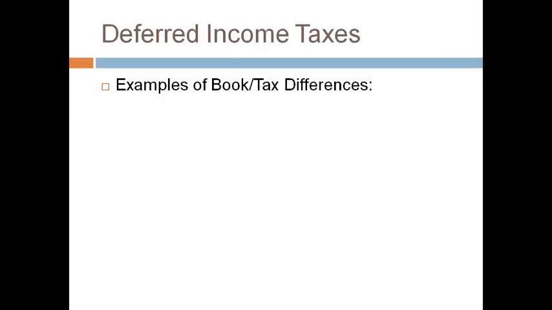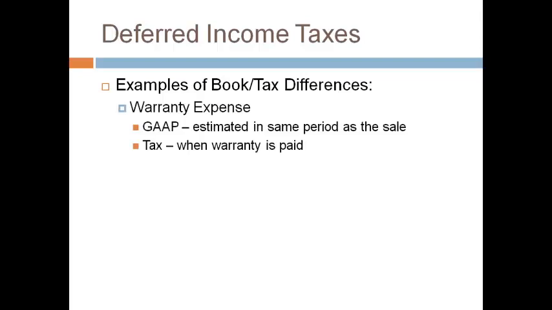Let's look at a few common differences that occur when accounting for income tax expenses under the accrual basis and the tax return. Under GAAP, warranty expense is recorded in the same period as the sale. On the tax return, a deduction is not taken until warranties are paid. As a general rule, the IRS does not allow estimated deductions.